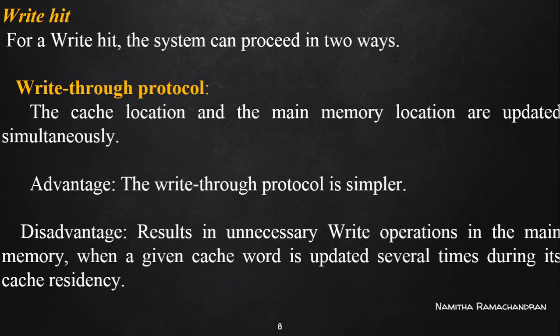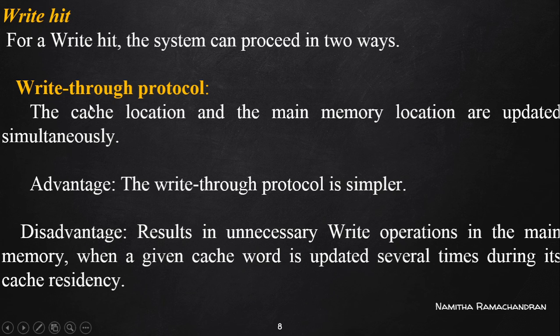Okay, so consider first the write hit. Write hit means the processor is placing a request for writing over a memory word, and the requested memory word is available in our cache memory. That is the case of write hit. The processor wants to perform a memory write operation, and the requested memory word is available in our cache memory. For a write hit, the system can proceed in two different ways. That means whenever a write hit occurs, we can implement that write hit operation in two different ways.